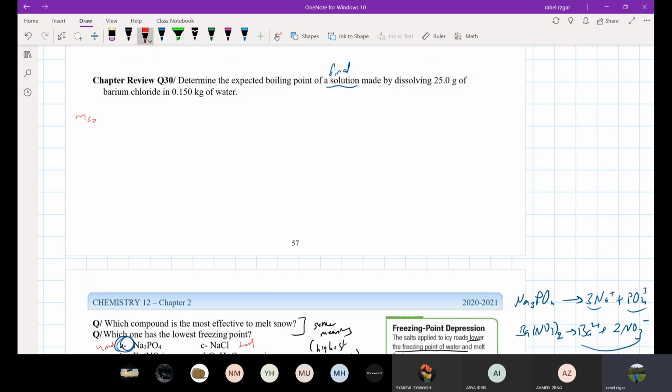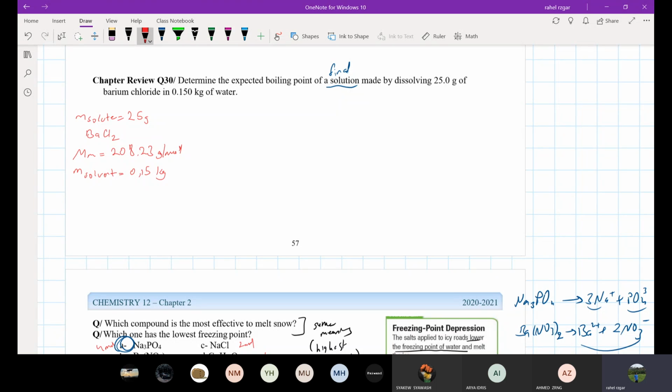Now, let's take out the given. Mass of solute is 25 grams. The compound is barium chloride, BaCl2. I will give you the molar mass, it's 208.23 grams per mole. Mass of solvent is equal to 0.15 kilograms.